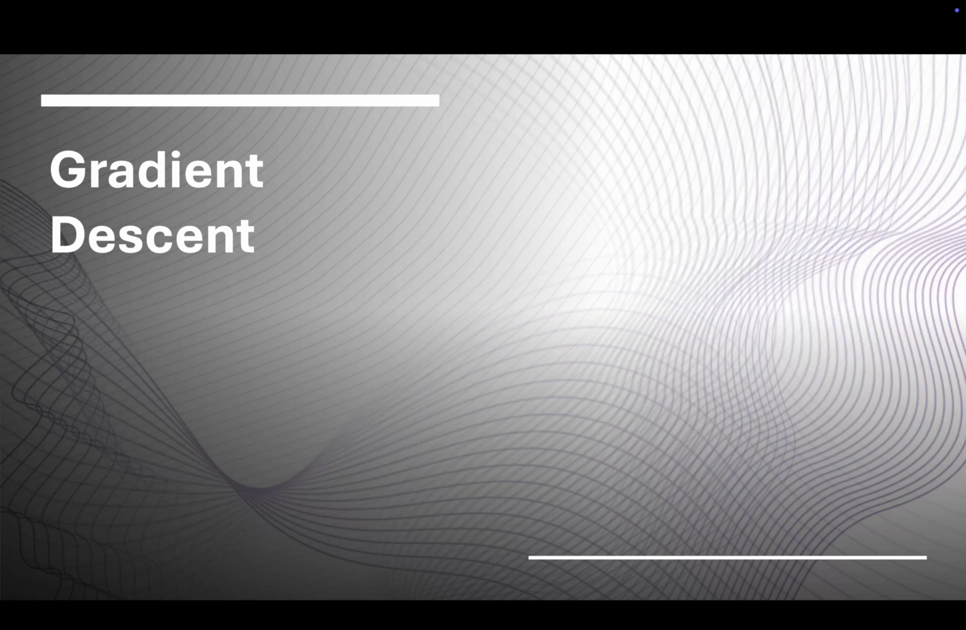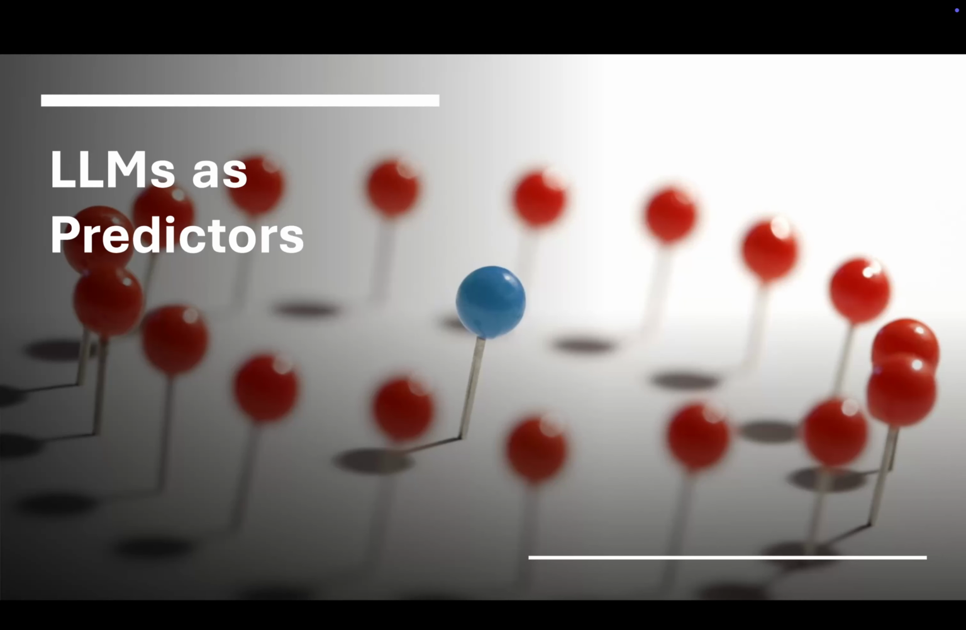So that's backpropagation in a nutshell. Now let's shift gears. Let's talk about large language models. These are the powerhouses behind chatbots and AI systems. At their core, LLMs are incredibly good at predicting the next word. They're trained on massive amounts of data to generate coherent, contextually relevant responses.